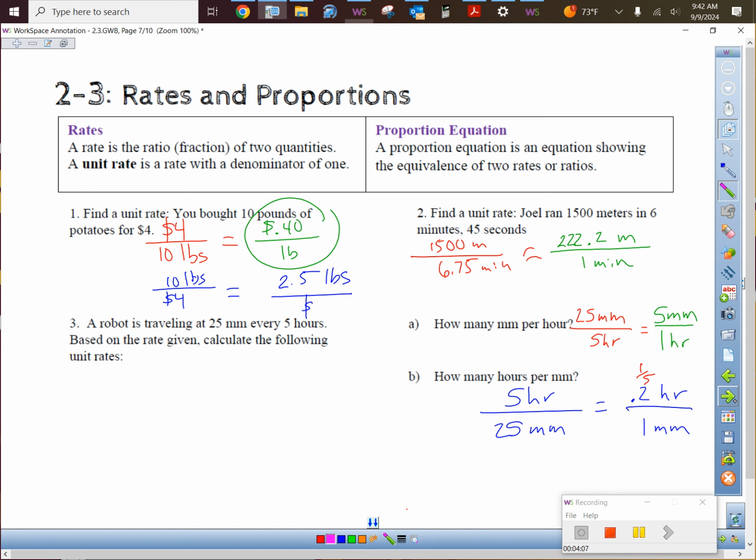The weirdest part about a unit rate is that the denominator has to be 1. Which is kind of nice because you let your calculator do all the work. So please note the difference. These guys are rates because the denominator is not 1. These dudes are unit rates.